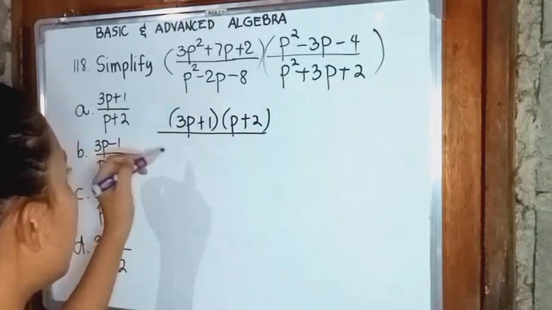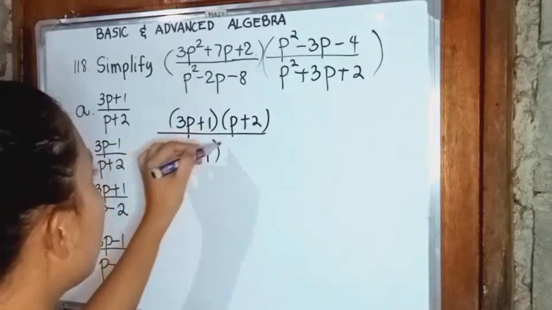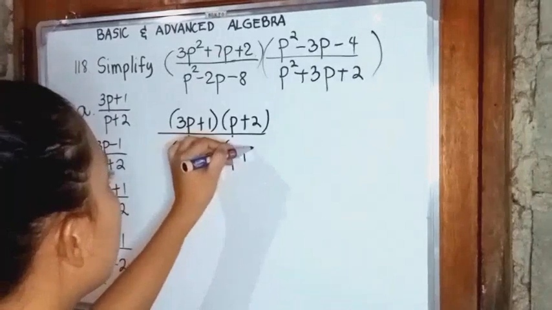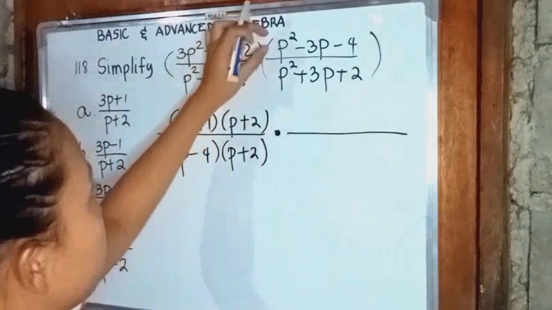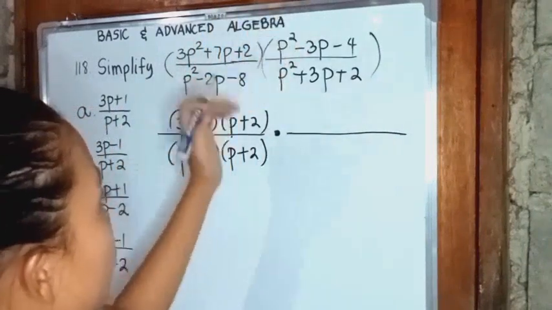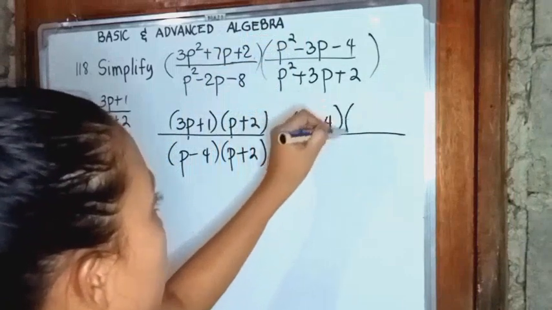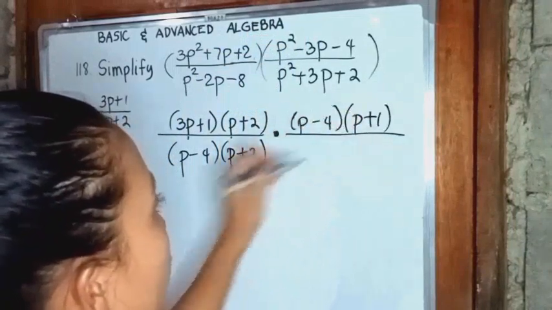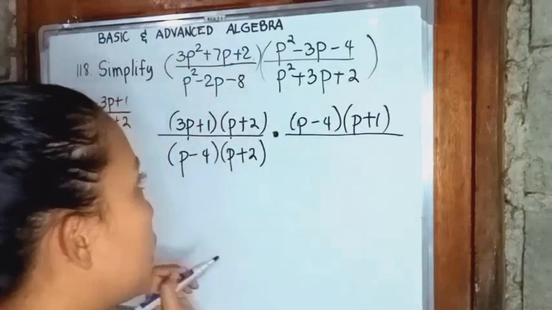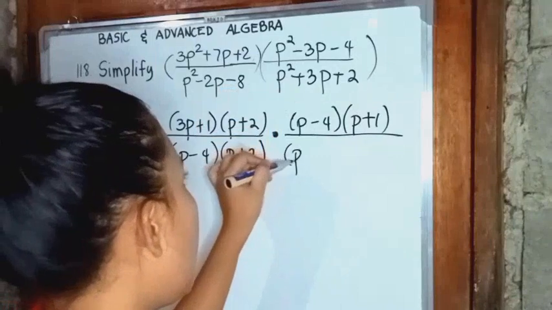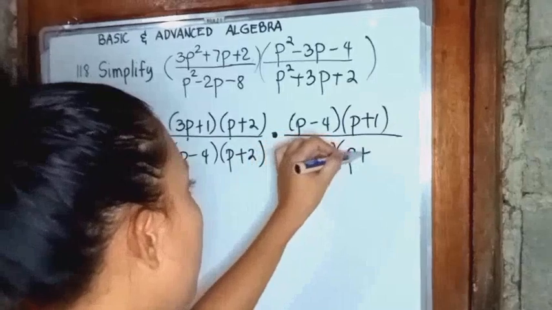The factor is p minus 4 and p plus 2, times the factor of p squared minus 3p minus 4, which is p minus 4 times p plus 1, and the factor of p squared plus 3p plus 2 is p plus 2 times p plus 1.